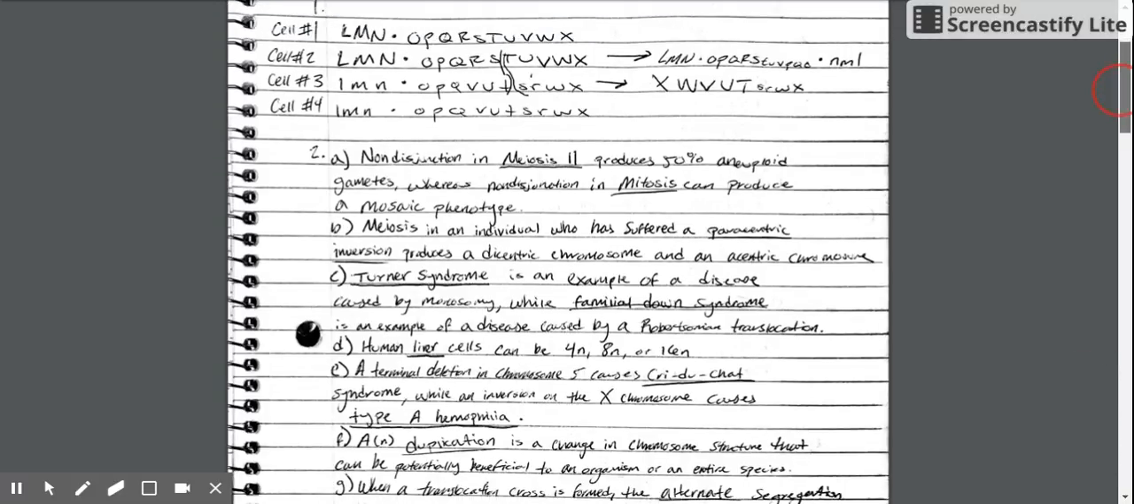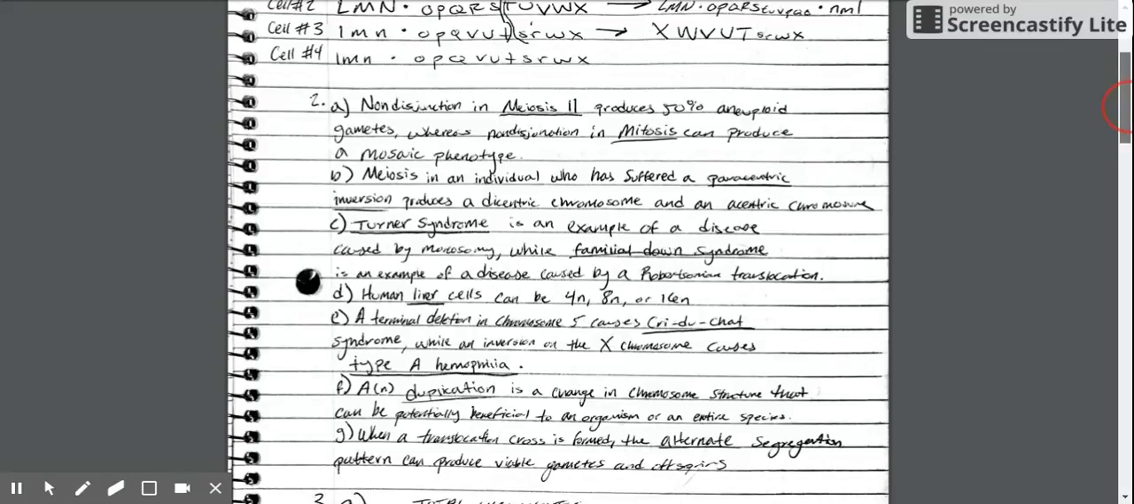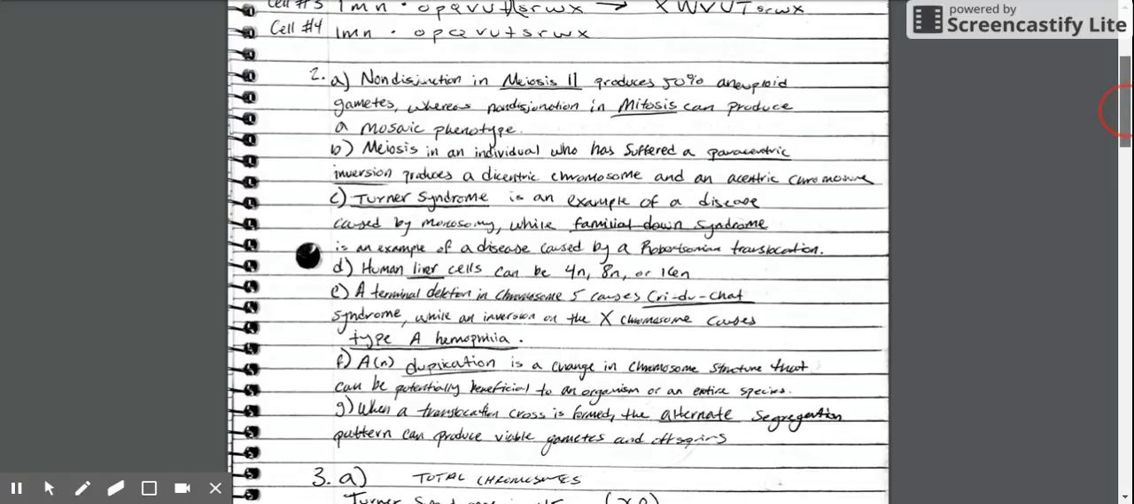I wrote it all out, so I'll just read it to you with the blanks underlined. It says non-disjunction in meiosis 2 produces 50% aneuploid gametes, whereas non-disjunction in mitosis can produce a mosaic phenotype. Meiosis 2, it's having that non-disjunction in the second part. So half of them will be normal, half of them will be aneuploid, 25% being 2n minus 1, 25% being 2n plus 1. And mitosis talks about in the notes how it produces a mosaic phenotype.